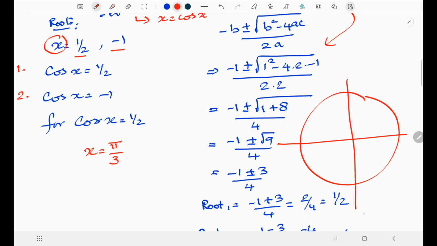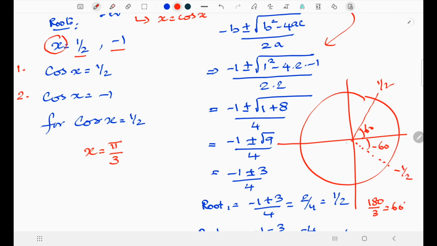What is pi by 3? Pi is 180 divided by 3, which is equal to 60 degree, right? So in 60 degree, the cos value will be 1 by 2. So where will be the other one, another cos value? If you take negative 60 degree, again the cos will be 1 by 2.